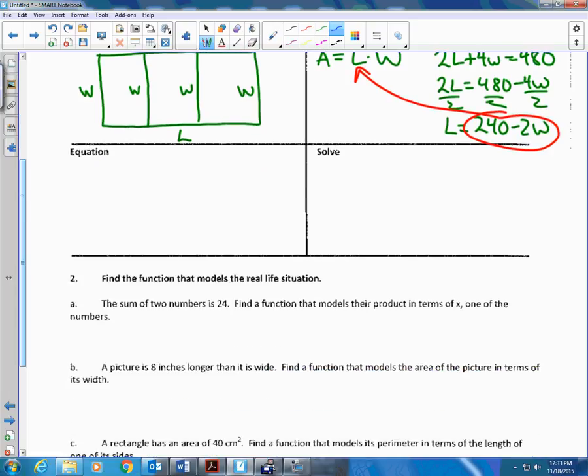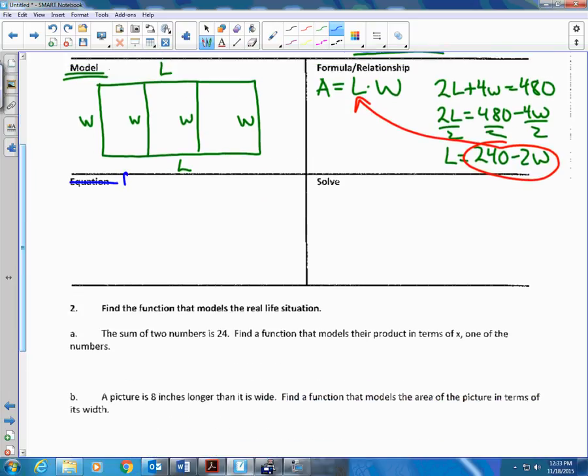Instead of equation, this should really say function, but a function is an equation as well. I now have a function for area. Area in terms of what variable? What is the variable being used?